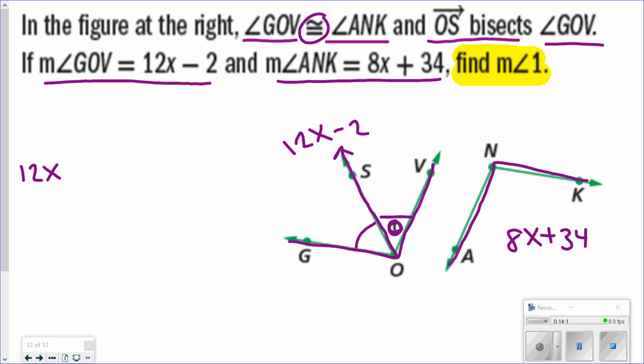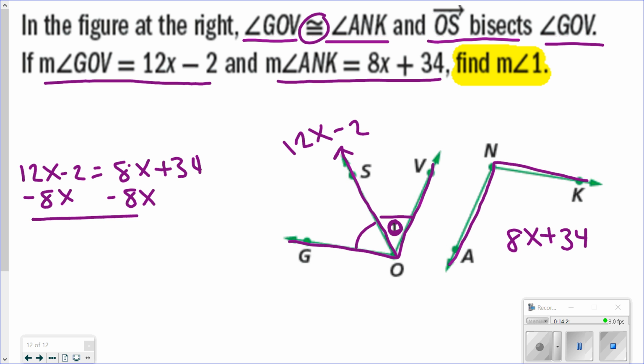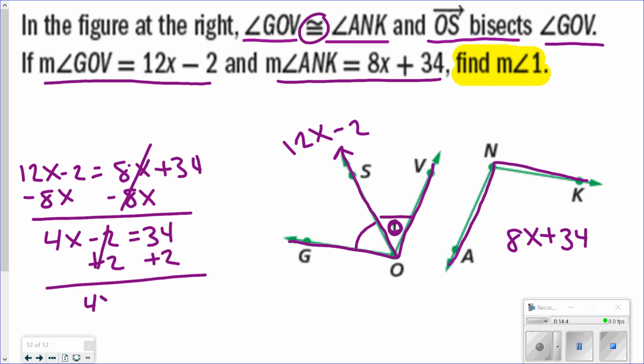So 12x minus 2 is equal to 8x plus 34. So I'm going to solve for x by subtracting 8x from each side. So 4x minus 2 is equal to 34. Add 2, add 2. 4x is equal to 36, which means x is equal to 9. But remember, this isn't my answer. I'm trying to find the measure of angle 1.